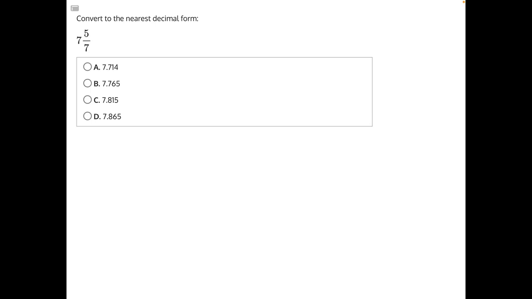To solve this question, let's start by separating our mixed number and our fraction. So we have 7 plus 5/7. And now we can address this fraction isolated on its own. To convert this into a decimal, let's do long division.